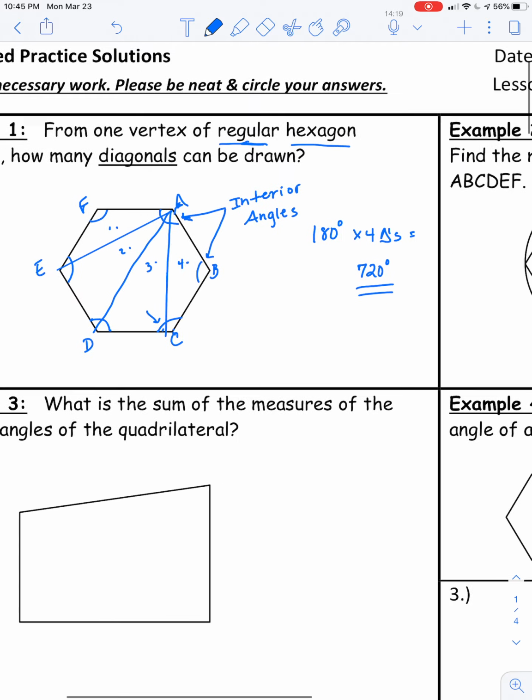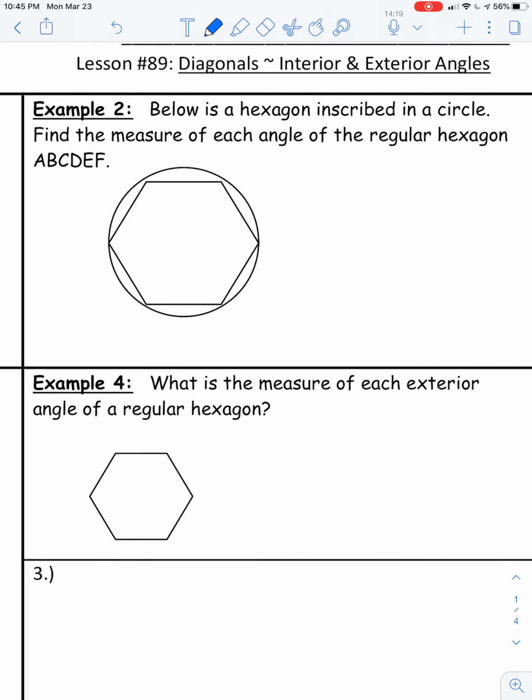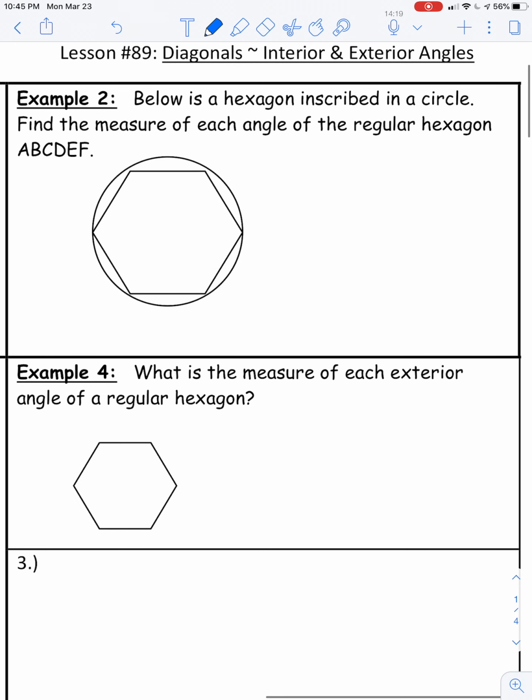Now we're going to move over to example 2. Example 2, we have a hexagon that's inscribed inside this circle. Technically, those vertices should actually be resting on the circle. I was having a hard time actually making that happen. So just kind of pretend with me that they are truly inscribed and touching that circle there. Okay, so we have a regular hexagon again, and we want to find the measure of each angle of this regular hexagon. Okay, so we're going to go ahead and mark our angles using these arcs.